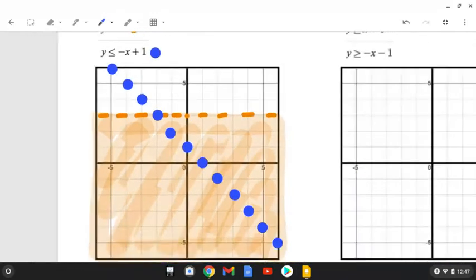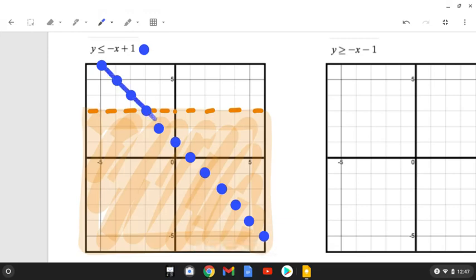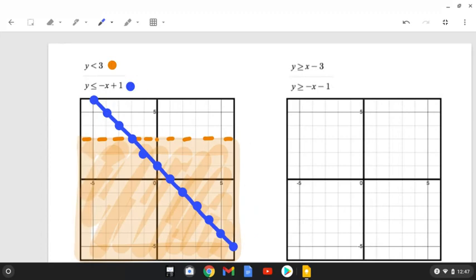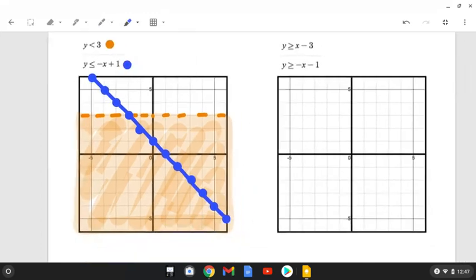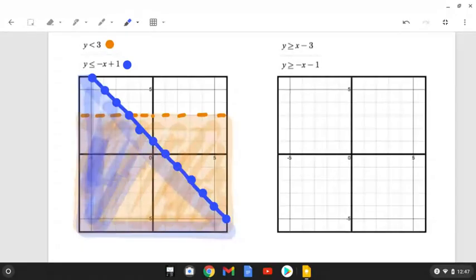That equal to tells me that this is a solid line, right there. And because it's less than, you're already thinking it. Well, I need to shade below that blue line right there, okay? All right, so I shade below my boundary line, and look at this.